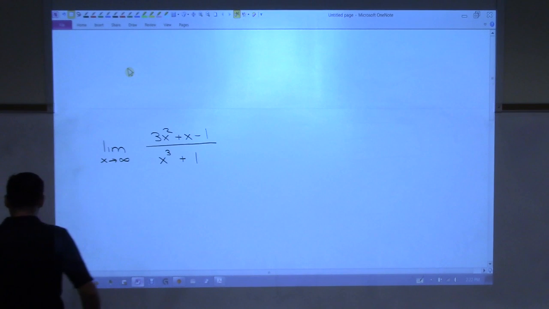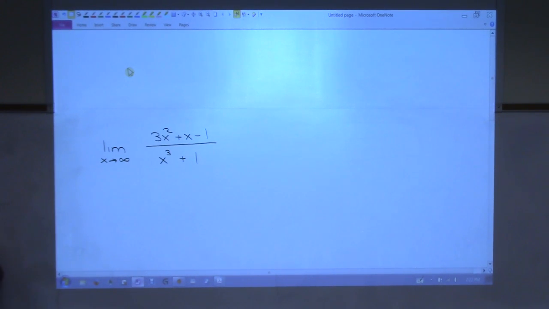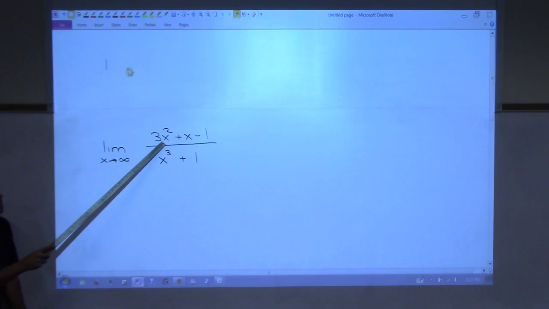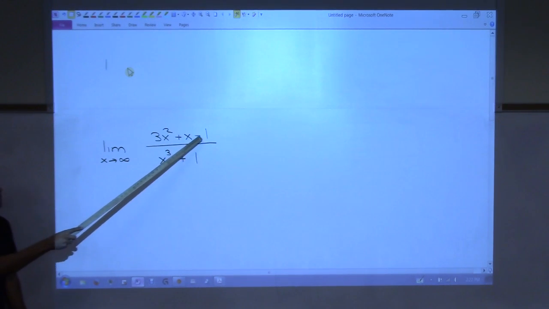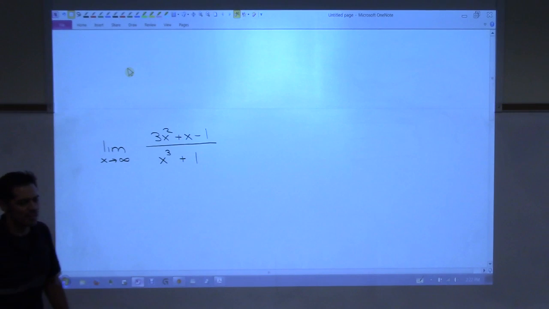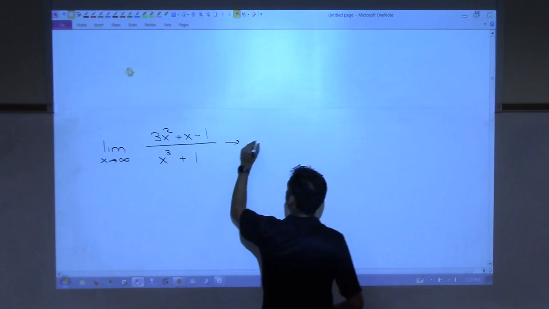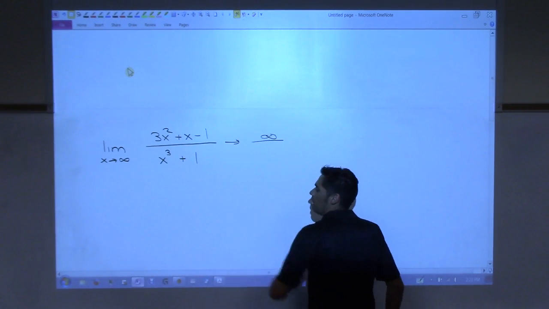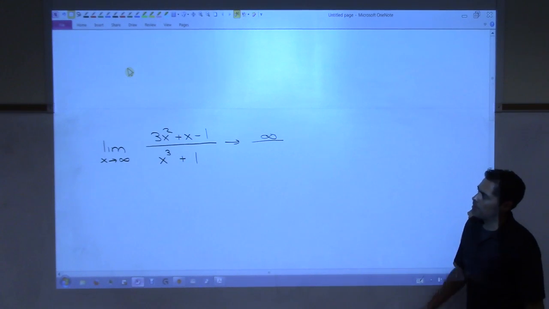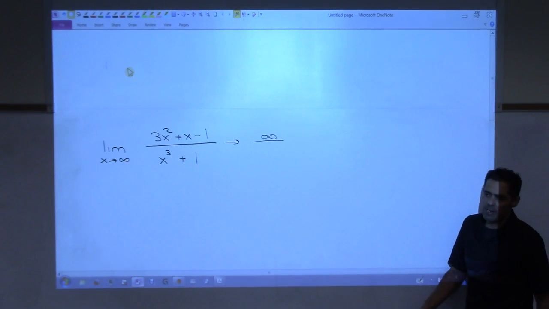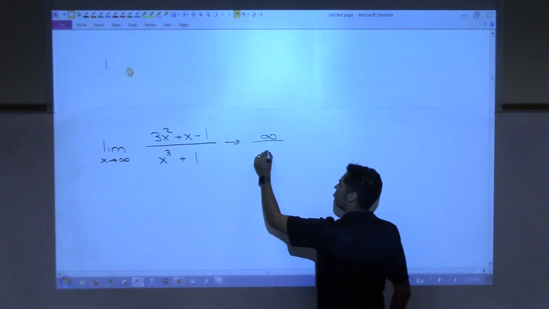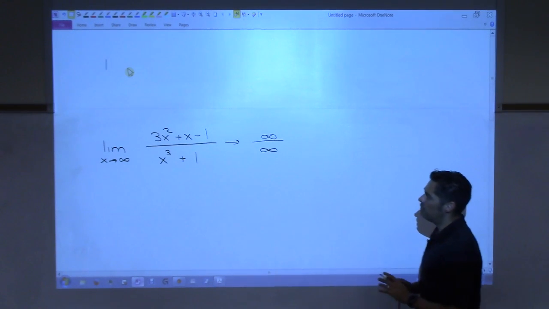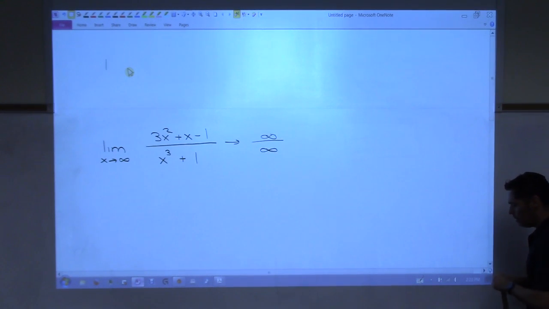X is going to infinity. This is going to infinity, right? 3 times infinity squared, plus infinity again, minus 1, doesn't matter, right? That doesn't make a difference. It's headed to infinity. You okay with that? You agree? All right. Same thing with the bottom. Infinity cubed plus 1, still infinite. So they're both going to infinity. That's a problem. We have to figure it out.